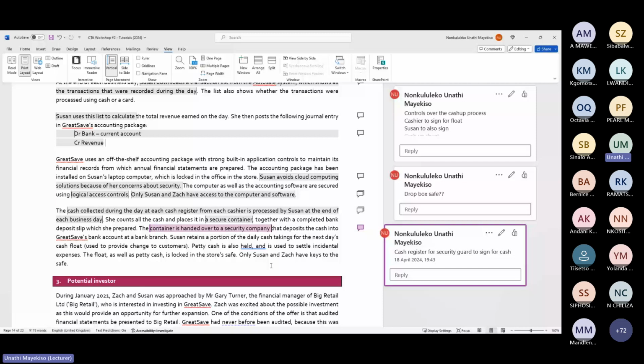Okay. And also, after she has given the containers to the security guards, she keeps a portion for the float for the next day. So you see now the cash might be lost or she might be robbed, because there is no safekeeping of the float that is not being deposited until the container is back from the Securitas.